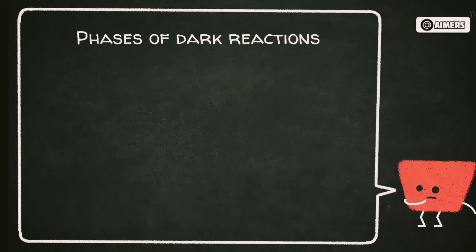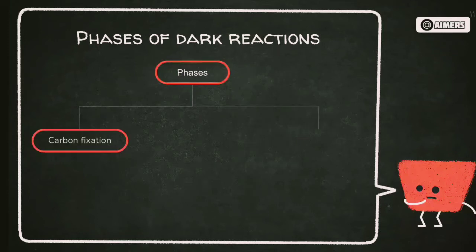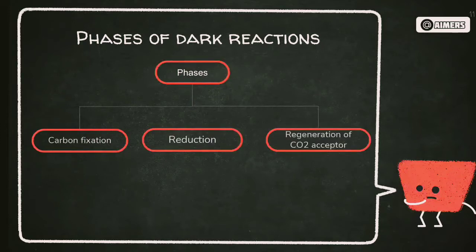My aimers, now we will look at the phases of dark reactions. Do remember that dark reaction is divided into three basic phases. The first phase is called carbon fixation. The second phase is called reduction, and the third phase is called regeneration of the carbon dioxide acceptor. Now we will study all of these steps in detail.